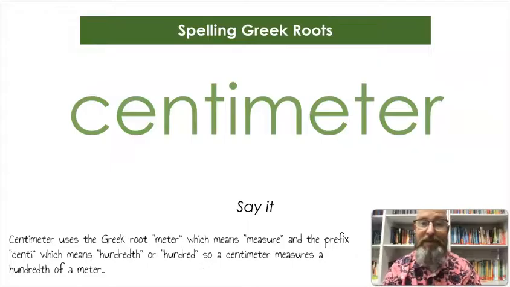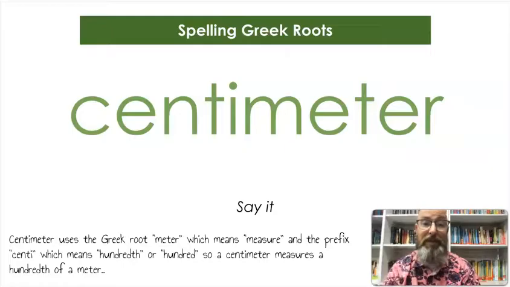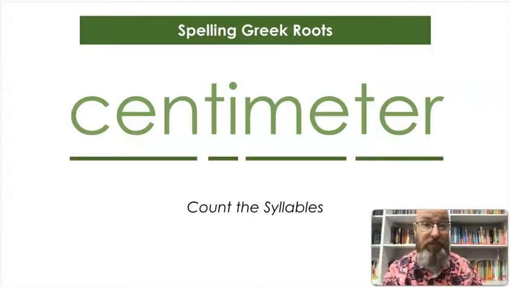Our next word is centimeter. Say centimeter. Centimeter uses the Greek root meter, which means measure, and the prefix centi, which means hundredth or hundred. So a centimeter measures a hundredth of a meter. You may have heard the word centipede. It means 100, like 100 legs.